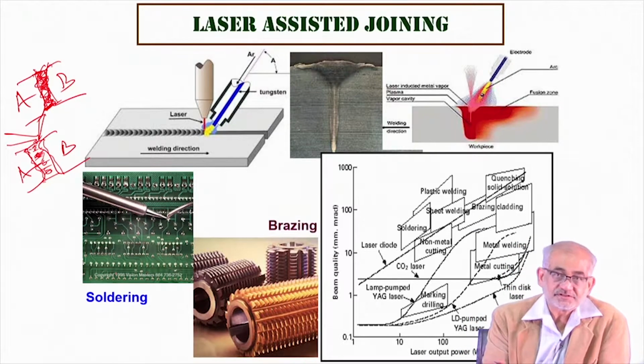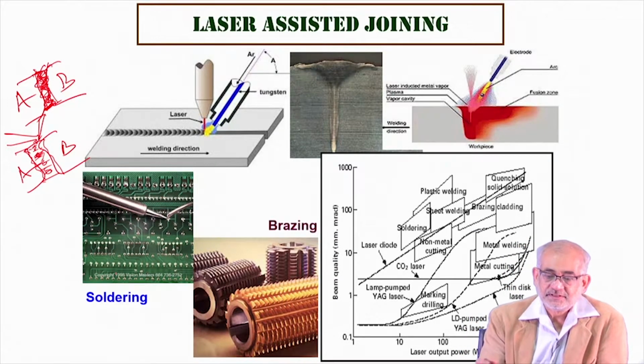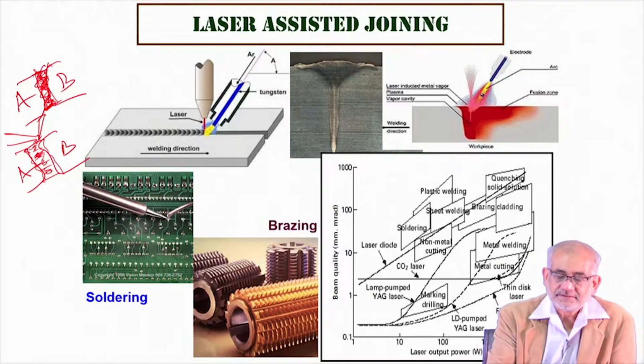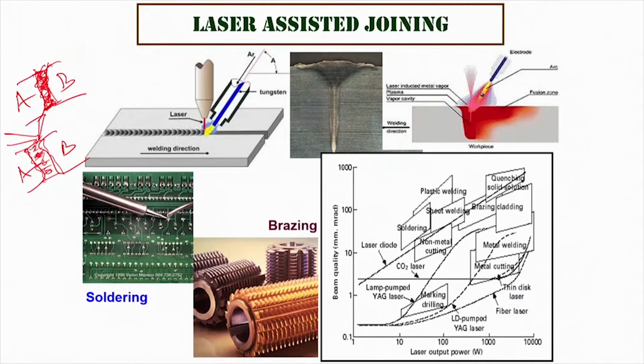But if the joining process requires melting or fusing the edges of the two solid pieces without necessarily requiring a filler metal, you call it welding. And all these welding, brazing, joining can be done easily with laser. Here is a process chart in terms of the beam quality and the power that you're delivering, and that allows you to do various kinds of joining activities.